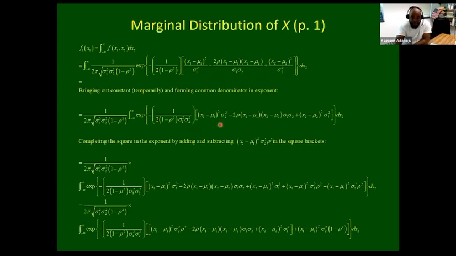Now, the moment you get here, the next thing we're going to do is add and subtract this term. If you take a look at it, it's what you have here. You are adding and subtracting because we basically want to complete the square in the exponent. Now, when you do that, this is what you have.